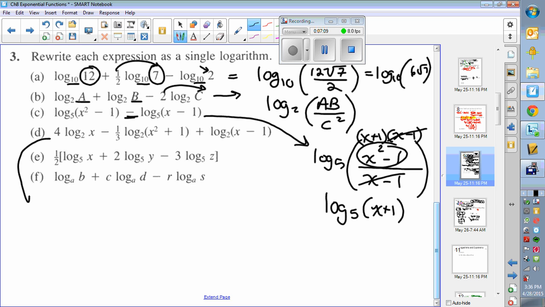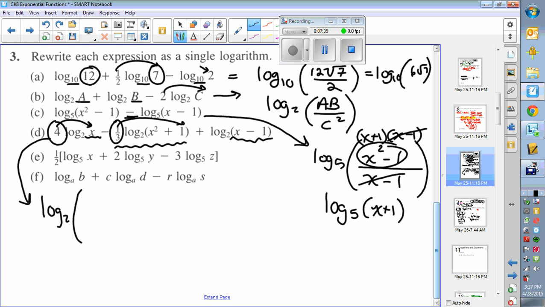Okay, so for D, we'll work that one out. The 4 is going to become x to the 4th. 1/3 is going to be cube root of that bracket. And there's no power on the other one. And the next thing you're going to have is the subtract means that this term will be in the denominator when you combine. And this term will be in the numerator because it's added, and the x will be there. So what you will have is all log to base 2, and in the numerator you've got x to the 4th power. In the numerator you have x minus 1, and in the denominator you have the cube root of x squared plus 1.